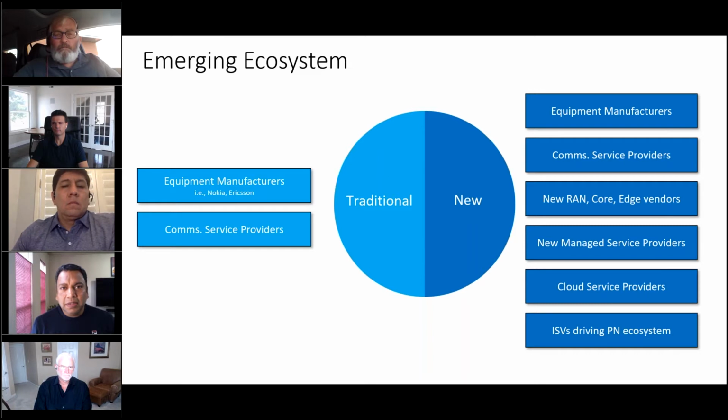We have new partners on the radio side, on the edge side, even the packet core side. So there are new vendors that are coming up for the private network. We have the new managed service providers who already have relationships with the enterprises, and then cloud service providers are also playing a big role in the private network. And we'll talk about how these different building blocks of private network are related to these partners and how the partnerships are happening between them. Right? So next slide, please.